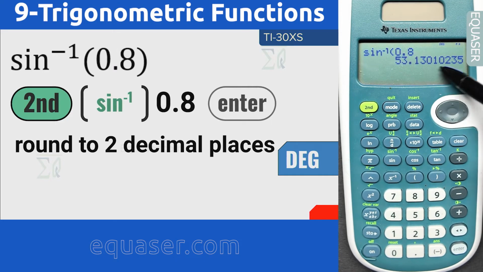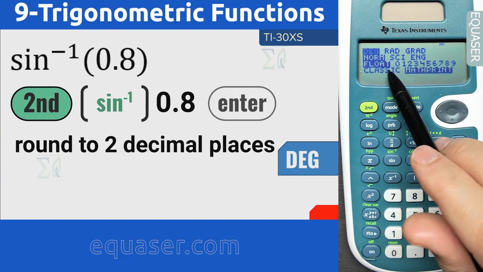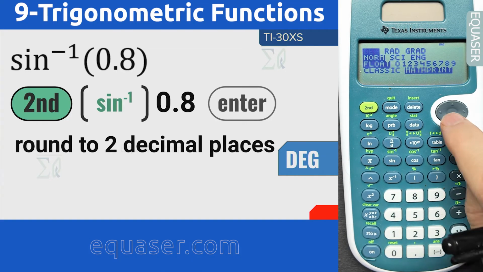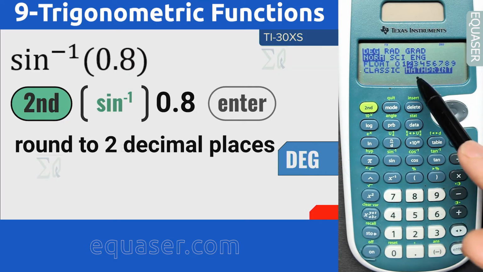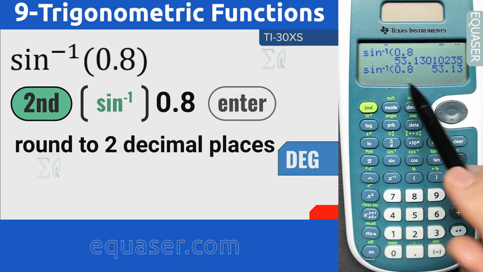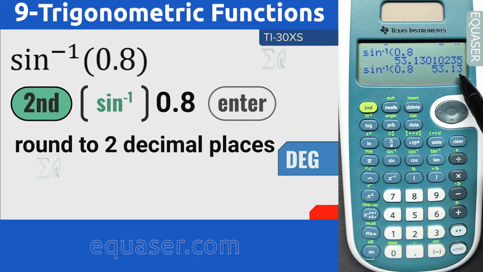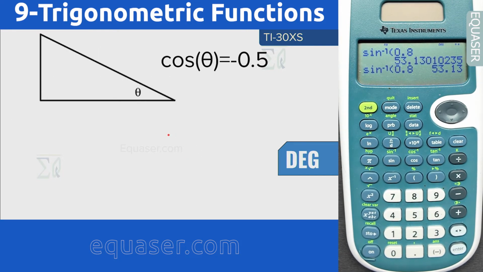And if you want it in 2 decimal places, let's press mode, come here to the float and select 2. But remember to change it back. Enter. Now 2 is highlighted, clear. If I press equal again, 53.13. And this is how we change the float.